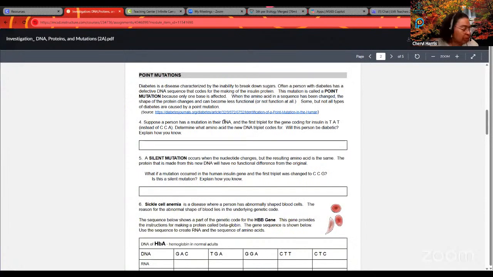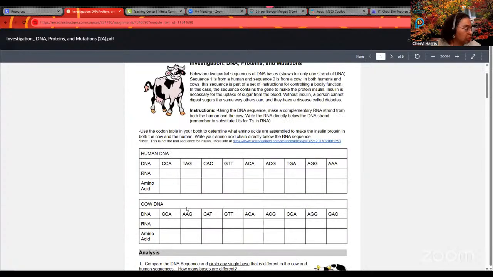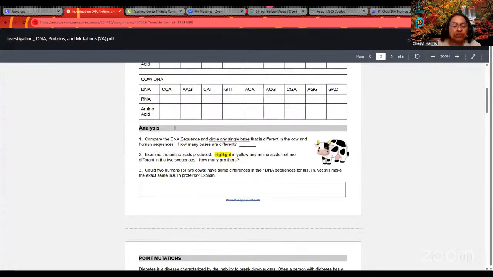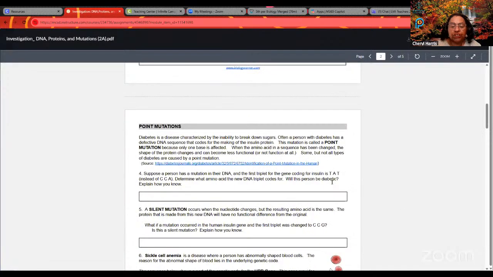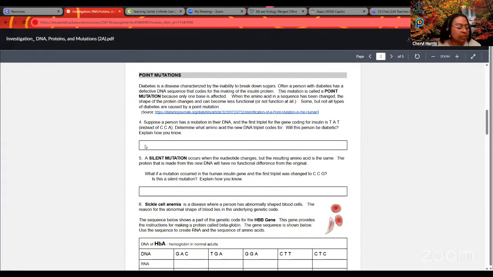It says, suppose a person had a mutation. We did this one, so I'm going to go over it real quick. What we did up here was the normal cells, so we use this as a comparison. This is what they should look like if you're a normal human making insulin. Down here, they're saying, suppose you take this first one, this CCA, and you change it to TAT. We wrote that down, and I believe we got through this. We said, if we look on our chart and we do T, we're going to translate this first into an RNA.